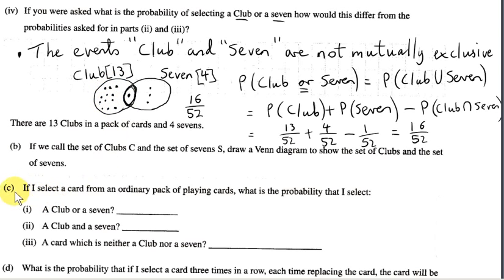Let's see now. If I select a card from an ordinary pack of playing cards, what is the probability that I select a club or a 7? Well, I've already answered that. So that's 16 over 52. A club and a 7. Well, I mentioned that already. It's 1 over 52.